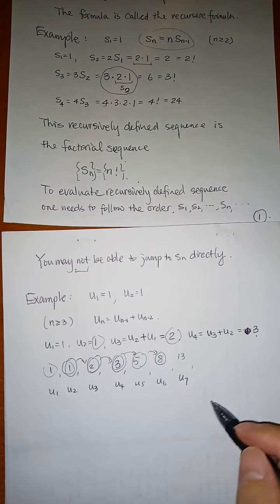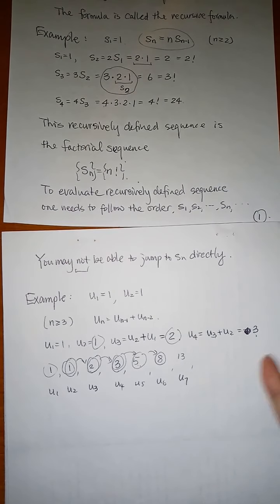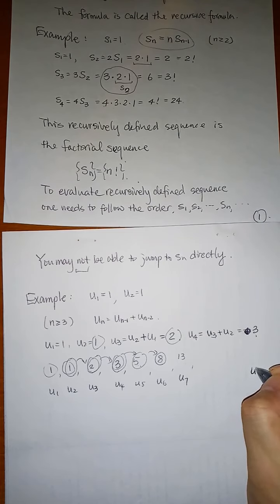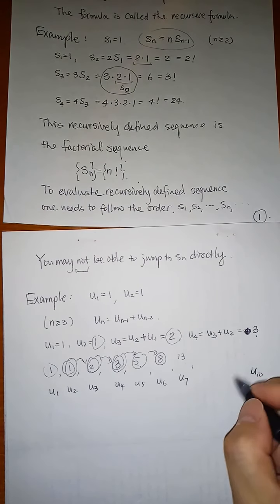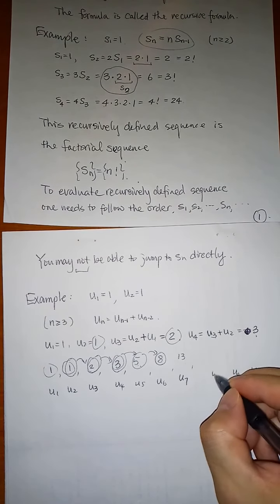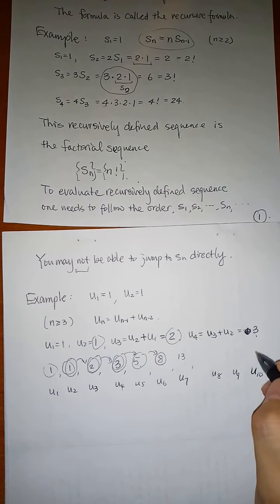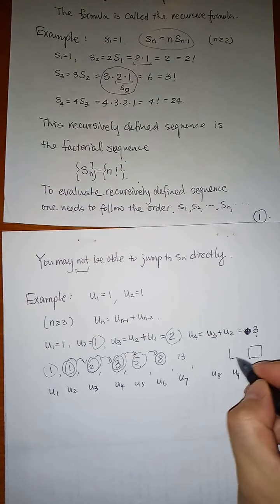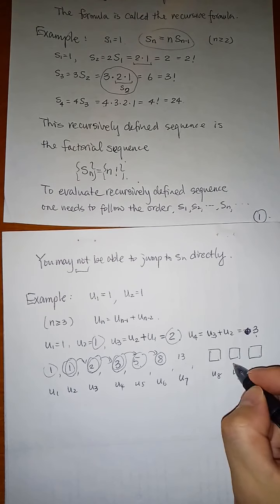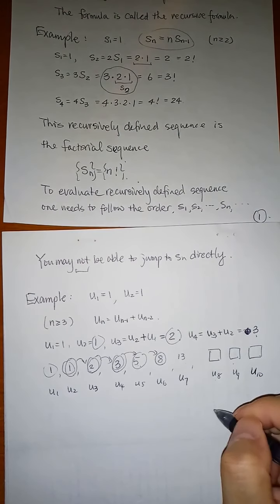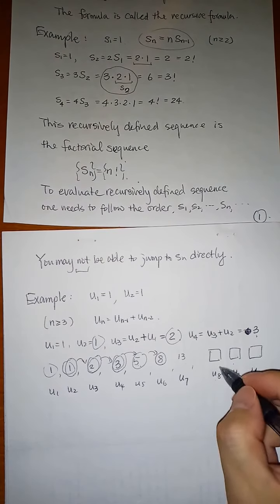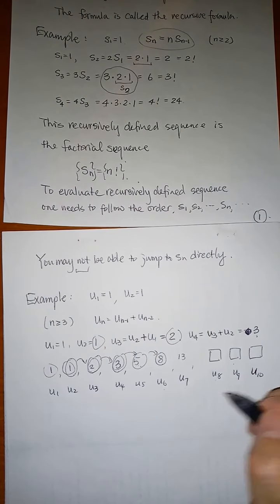And also you can see that if you don't go step by step, for example, I ask you what is U10. For U10, you need U9 and U8. U9 needs U8 and U7. And U8 you don't know, but you know it's U7 plus U6.